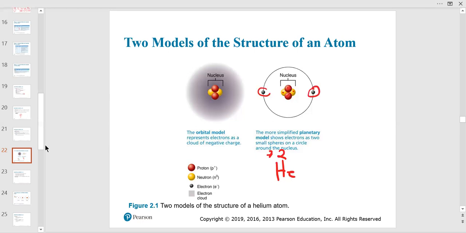So in this case, there's only one shell. Now, if this was a different element and had more than two electrons, we'd have to go to the next shell. Because know this, this is the nucleus. The first shell outside the nucleus can only hold two electrons. And every shell outside of the first shell can hold up to eight. And that's called the octet rule.